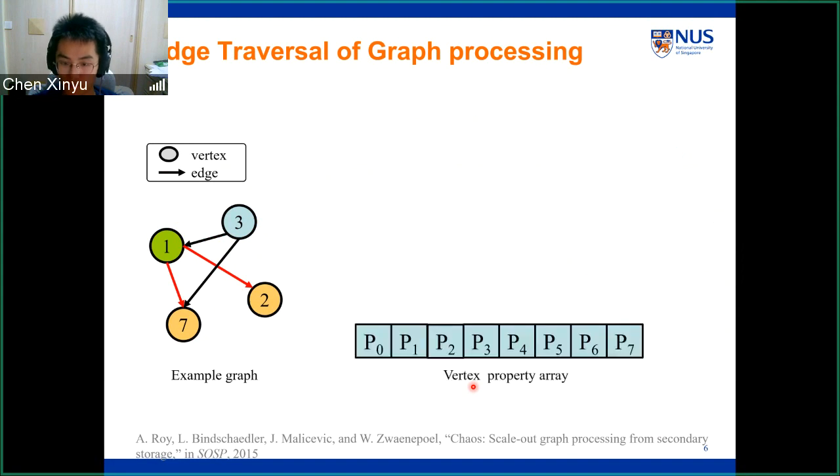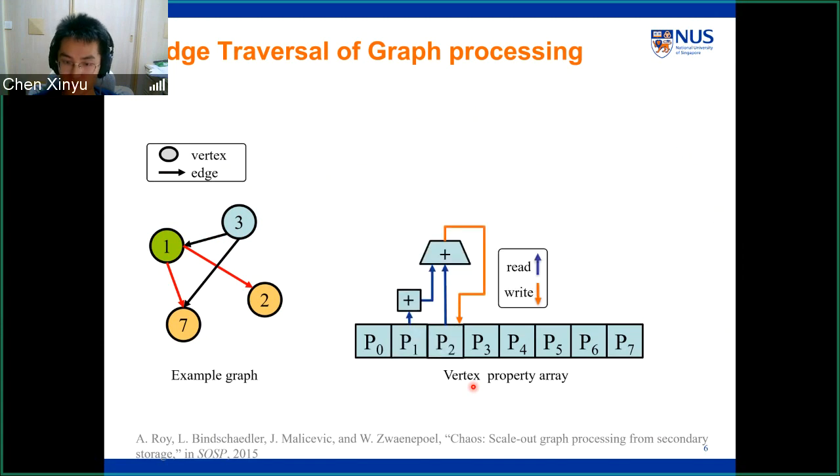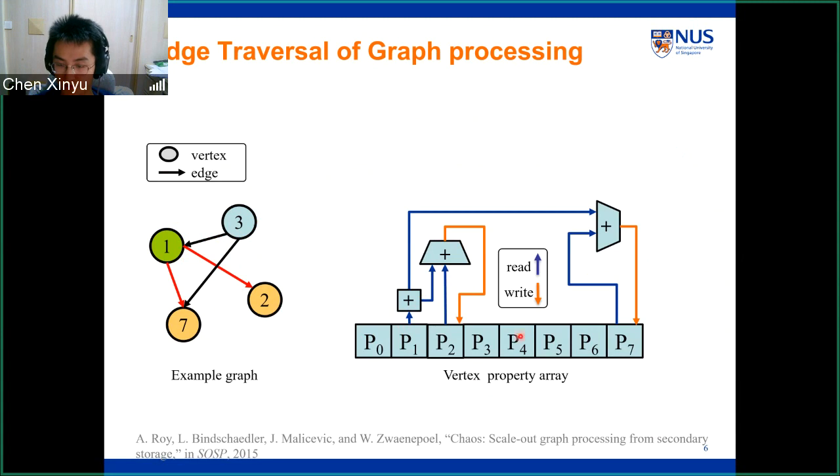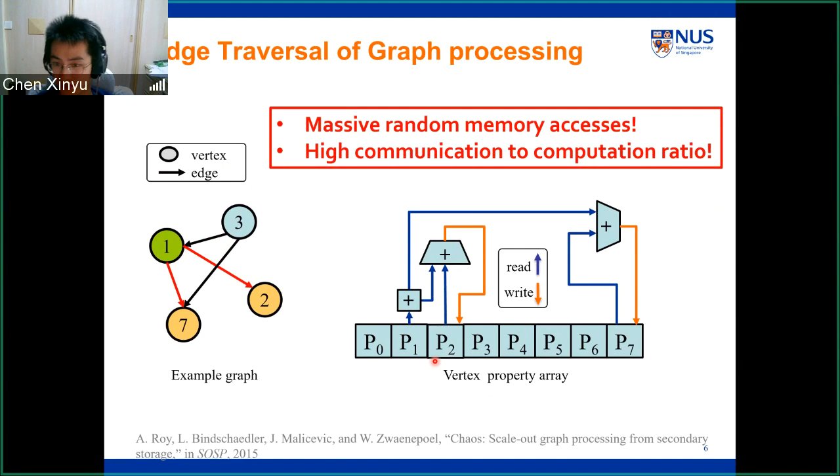There is a vertex property array, which stores the properties of all the vertices. In terms of execution, we first need to read vertex 1's property, and then we do an accumulation with vertex 2's property. Then we write it back to vertex 2's property. And we do the same thing for vertex 7's property. As you can see from this execution, there are some features of graph processing.